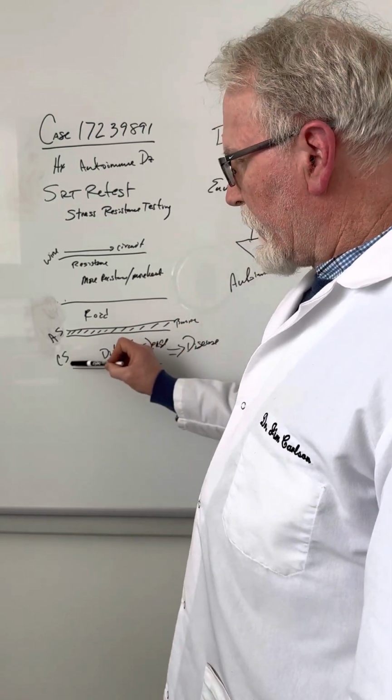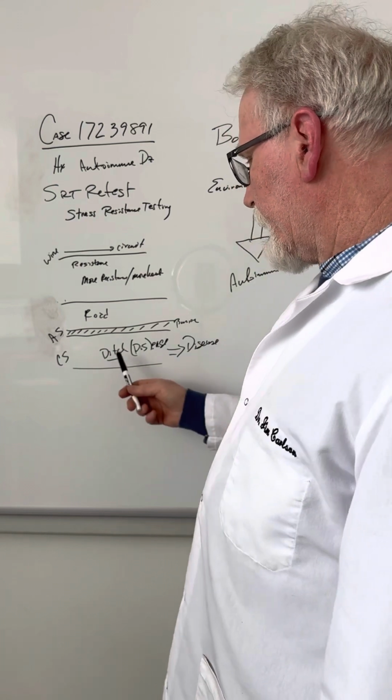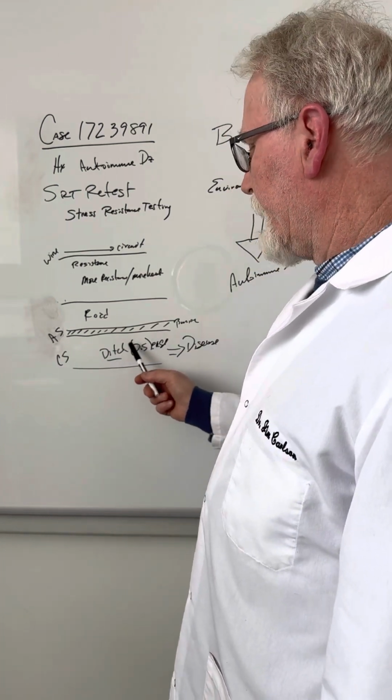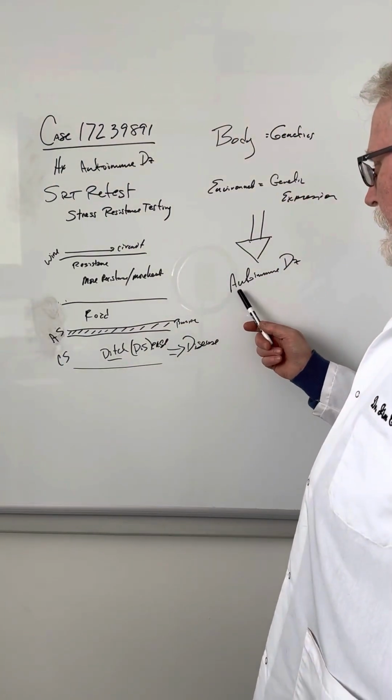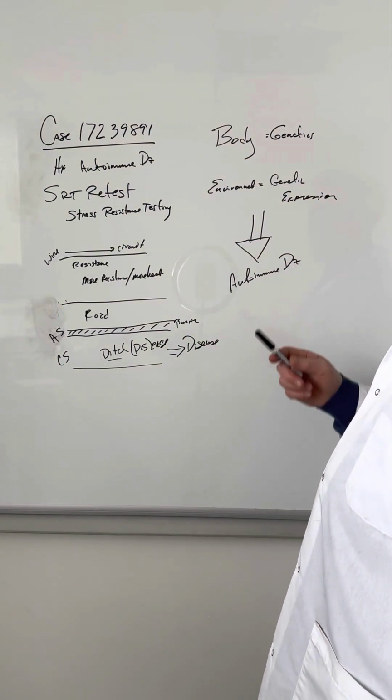Well, down in the ditch means chronic stress. And chronic stress is equal to dis-ease. The body is out of balance, and that can lead to disease. In this case, it led to autoimmune disease over time.